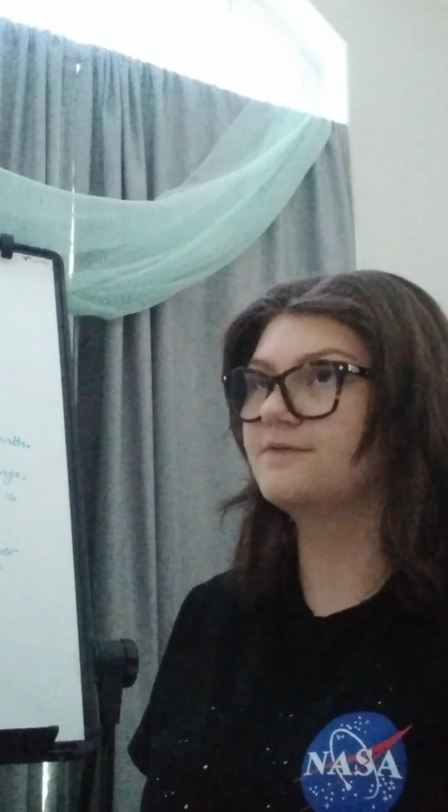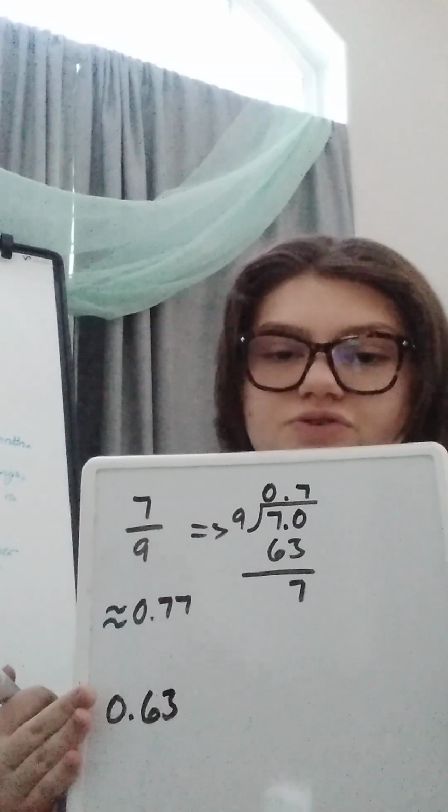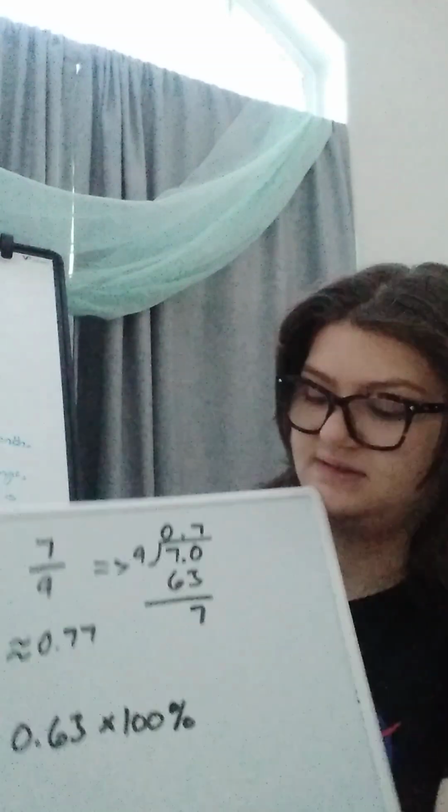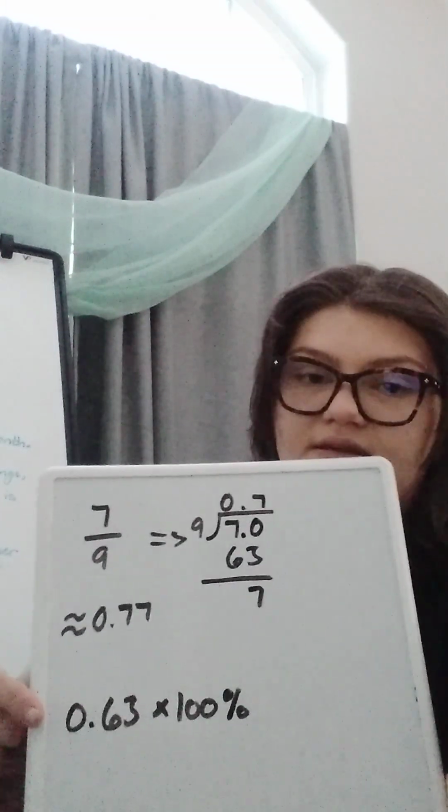And then what if you want to, say, convert the decimal 0.63 into a percentage? So percentages are pretty easy. If it's a decimal, multiply it by 100%. So this here is really 63%.